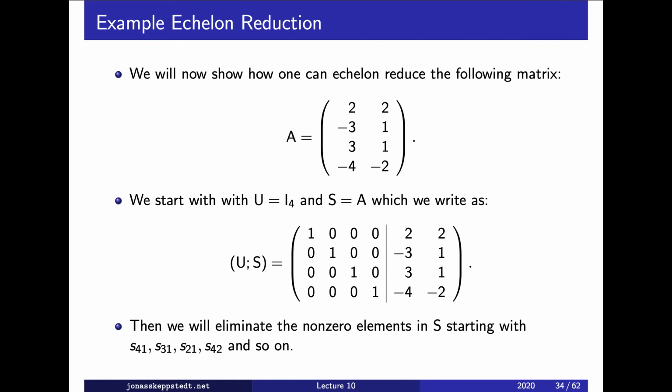So if we look at an example, we can start with this A, and so what we want to do is to first get the 0 there, and then there, and then there, and then we move on to the next column. So we start with the identity matrix with 4 rows and columns, and S is initially A. So we will first eliminate S41, S31, and S21, S42, etc.